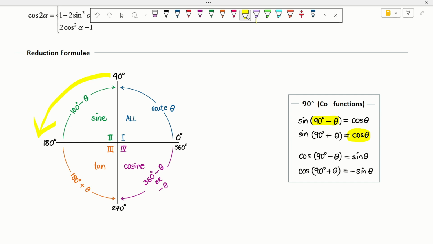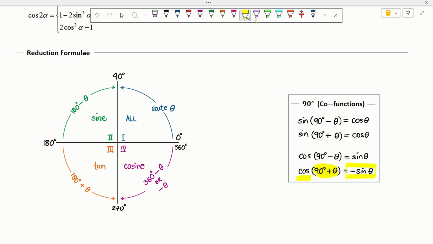It will become a positive cos because the parent, which is sine, is positive in the second quadrant. Then if we have cos 90 minus theta, that's also the first quadrant, and because cos is positive as the parent, also sine is positive there. And then 90 degrees plus theta, this one falls in the second quadrant, and because the parent cos is negative in the second quadrant, then it will form a negative sine theta.